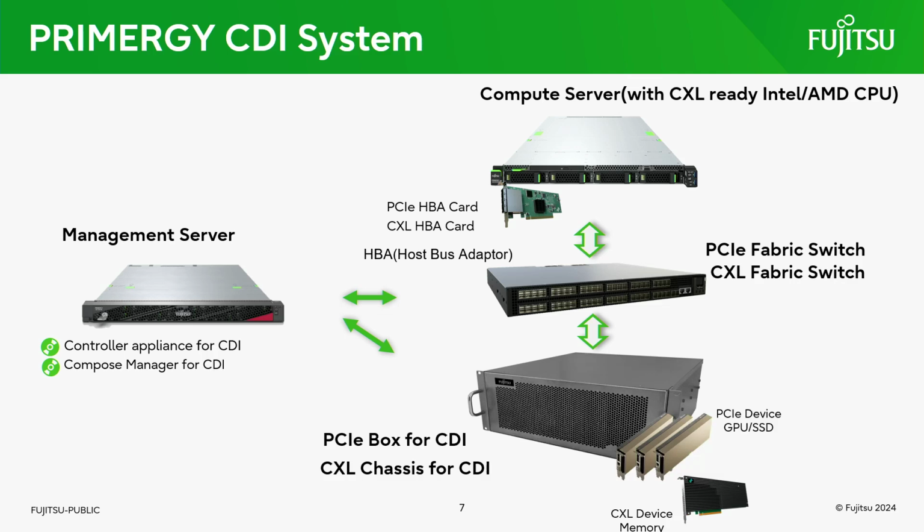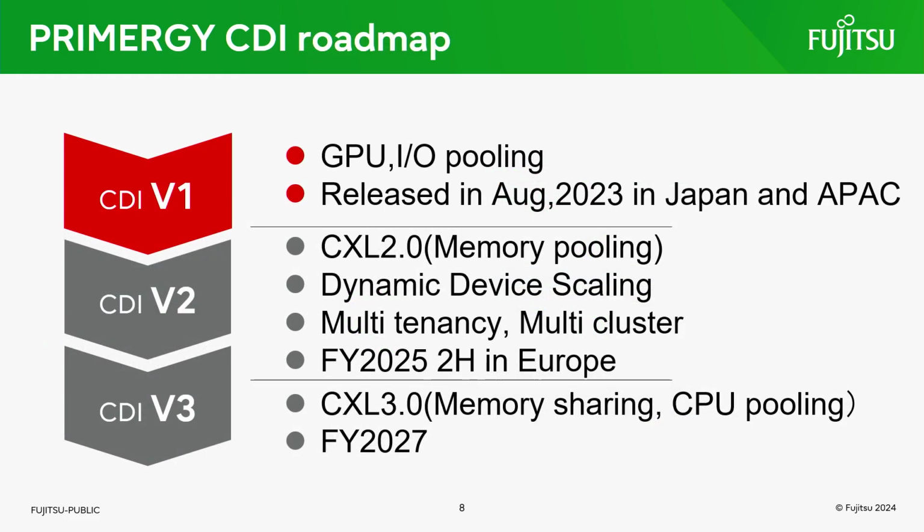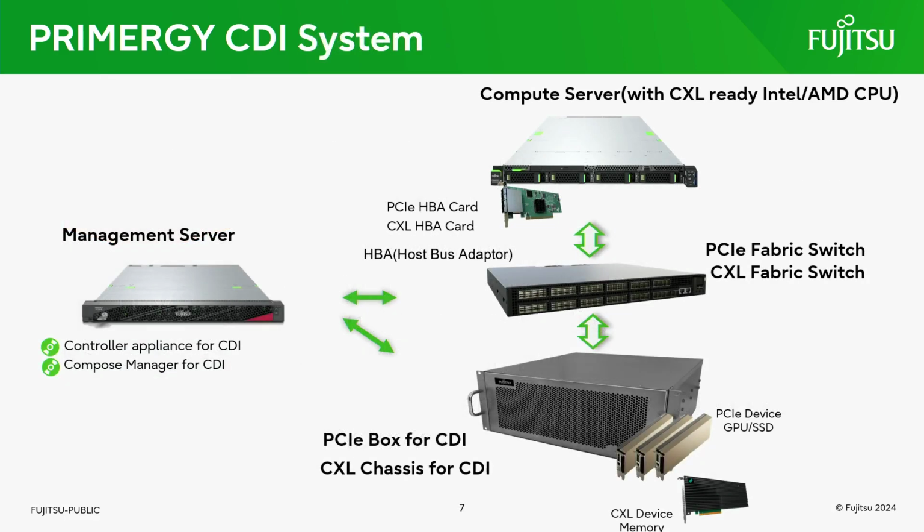You said each fabric switch can attach 8 of the PCI boxes, right? Yes, 3 switches in one system. That means 24 chassis. That's right. And the CDI V2 system has separate fabric switches, PCIe and CXL.